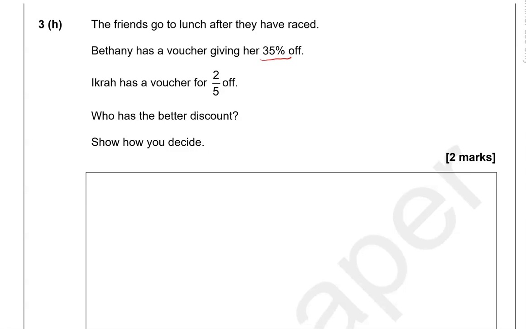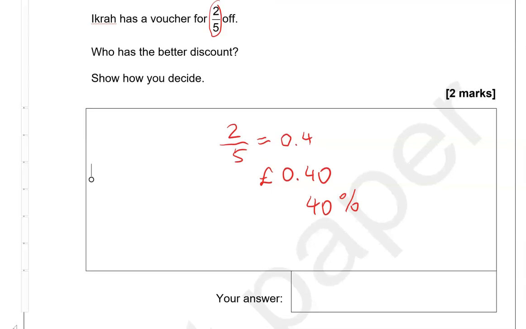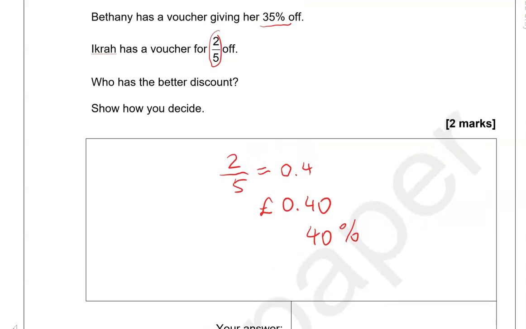So we've got 35% already. For the 2/5, that is 2 divided by 5. So in the calculator, if you do 2 divided by 5, you get 0.4. 0.4 is the same as 0.40. And if I link this to money, it's probably going to help you. So you'd know, in this case, that would be 40 pence. And that's 40% as well. Pence, percent. They both work out of 100. So that's 40%.